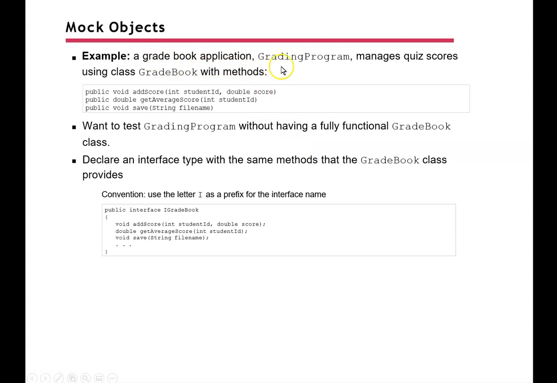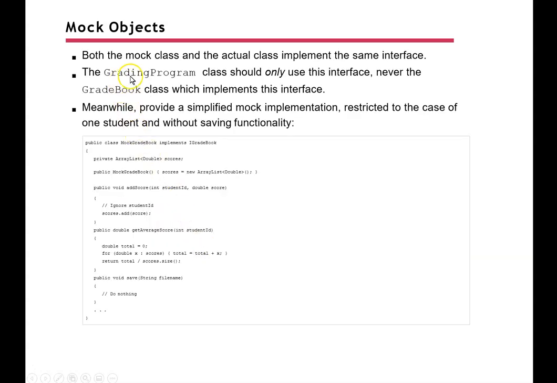An example is a grading program which manages quiz scores, using class GradeBook with methods addScore, getAverage, and save. If you want to test the grading program without having a fully functional GradeBook class, you can declare an interface with the same methods. Conventionally, use the letter I as a prefix for the interface name, IGradeBook. Both the mock class and the actual class implement the same interface, so in theory you can just exchange them. The grading program only talks to interfaces, not the implementation, and that way you can swap them out.